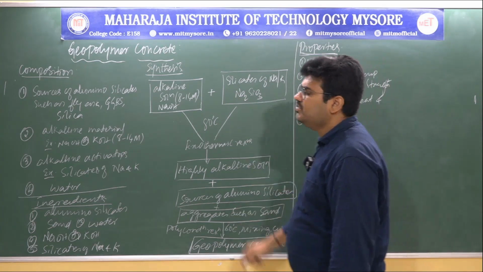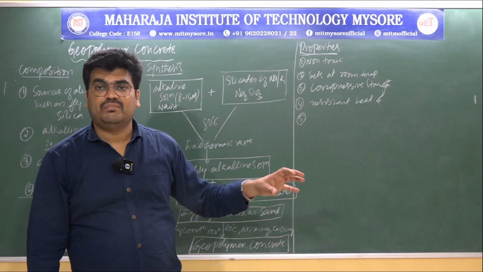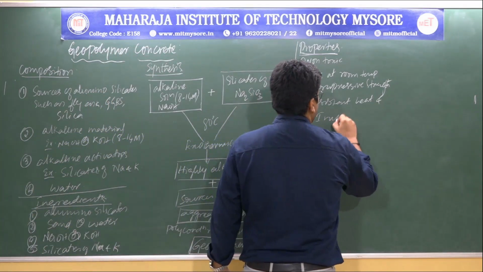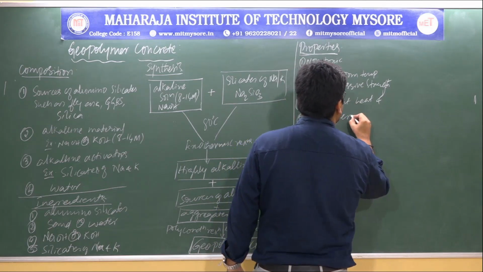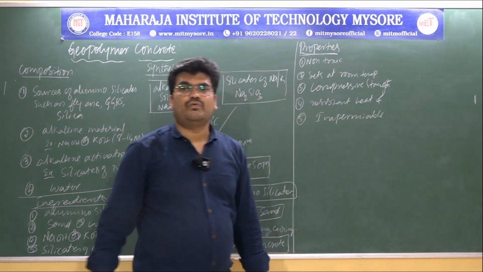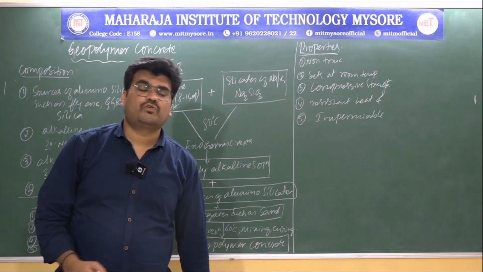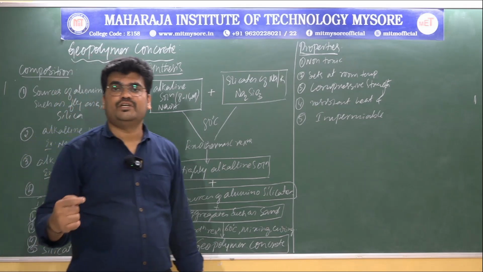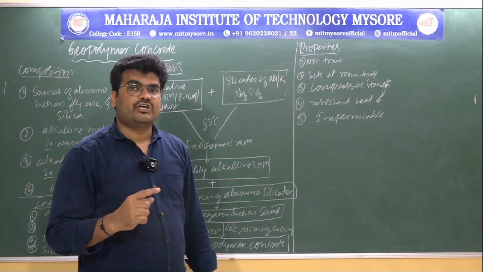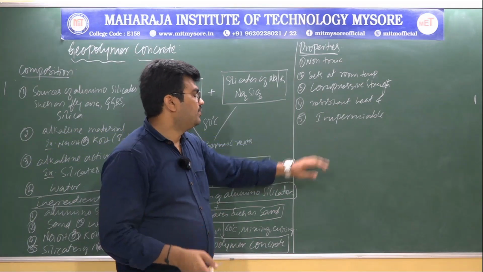Remember. Coming to the fifth important property, it is impermeable. This is very, very important. As it is impermeable, it provides very good protection for the reinforcement of steel from corrosion compared to conventional cement concrete. So it is highly impermeable.